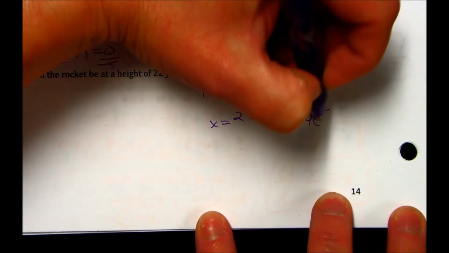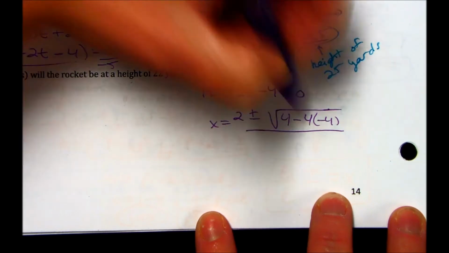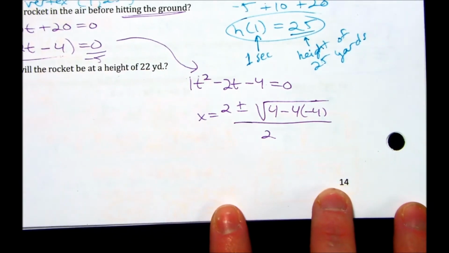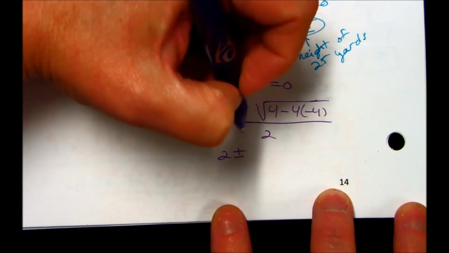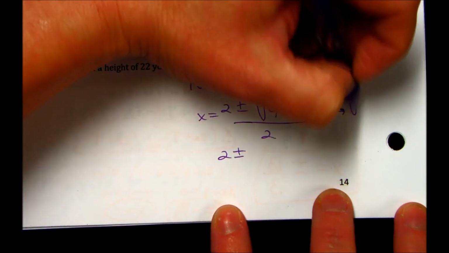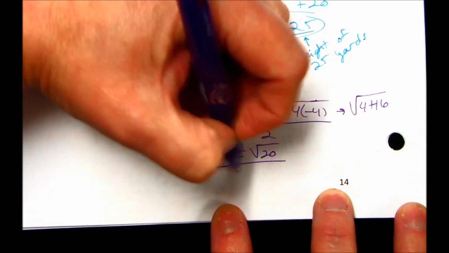negative 4. Multiply that, you get negative 4, over 2 times a, and a is 1, so we'd get 2 at the denominator here. Simplify your radical, and we get 2 plus or minus the square root of 4 plus 16, which is going to give us 20, over 2.